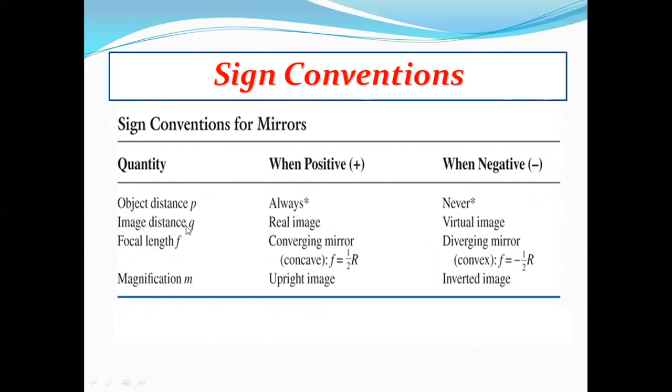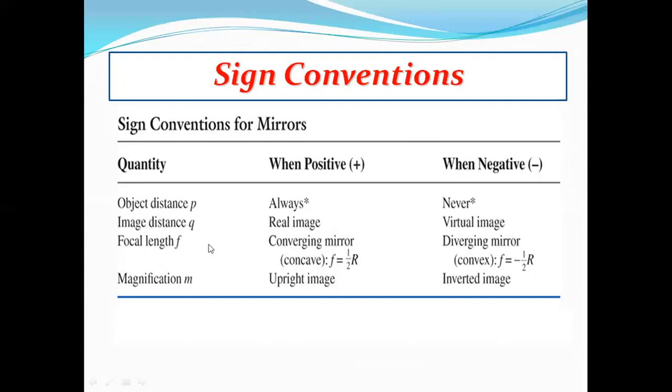Image distance is Q. Object distance is P. This is always used as P. Image distance Q: this is a real image, and this is a virtual image.